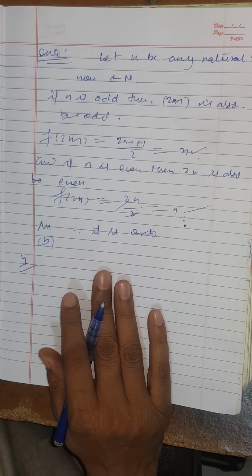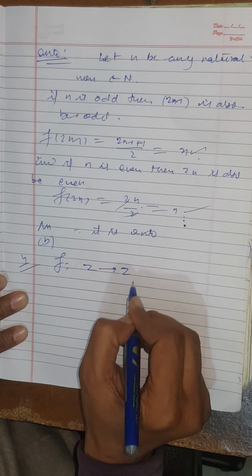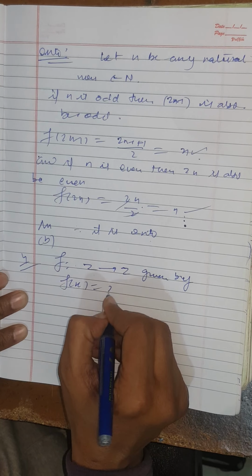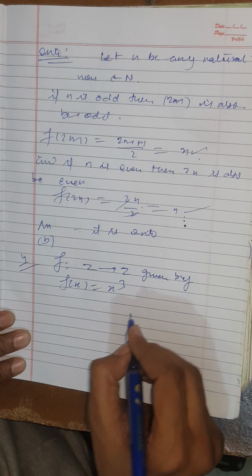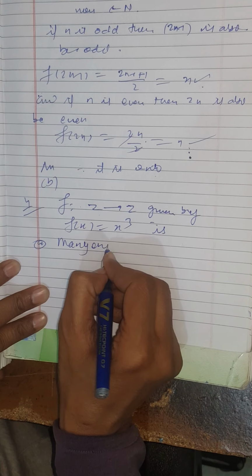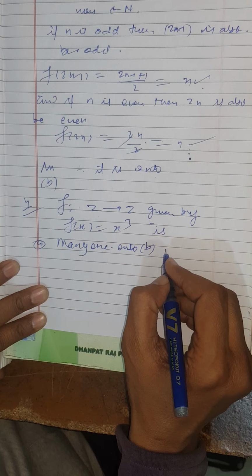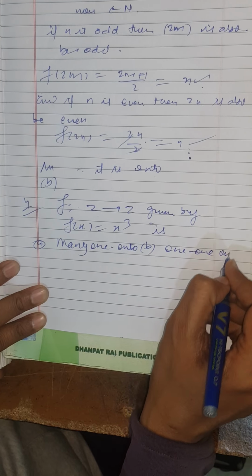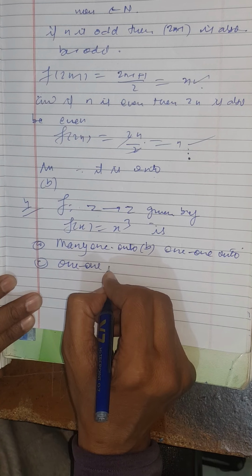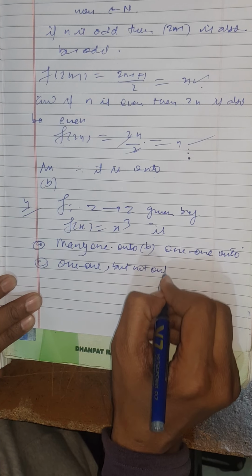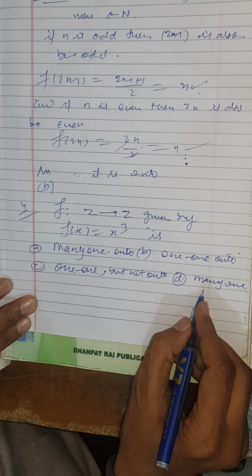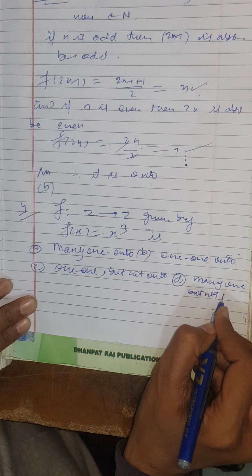Now question number 4. Function from Z to Z given by f(x) = x cubed is option A, many-one onto, option B, one-one onto, option C, one-one but not onto, or option D, many-one but not onto.